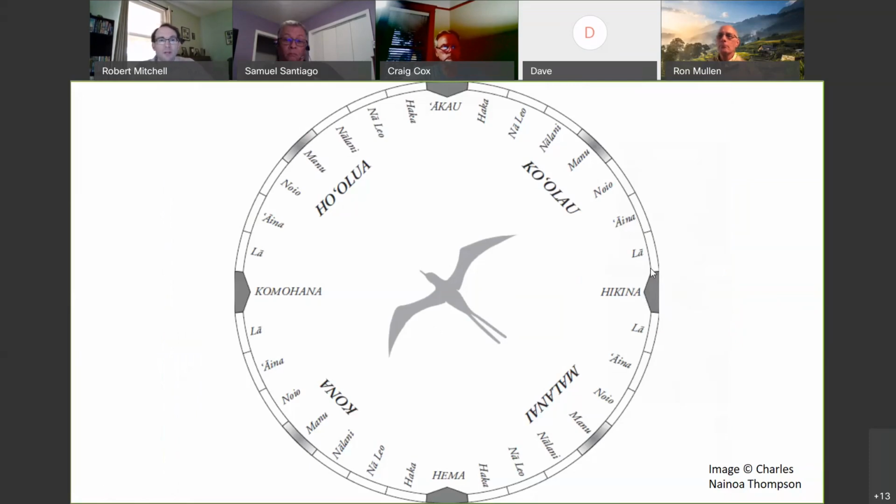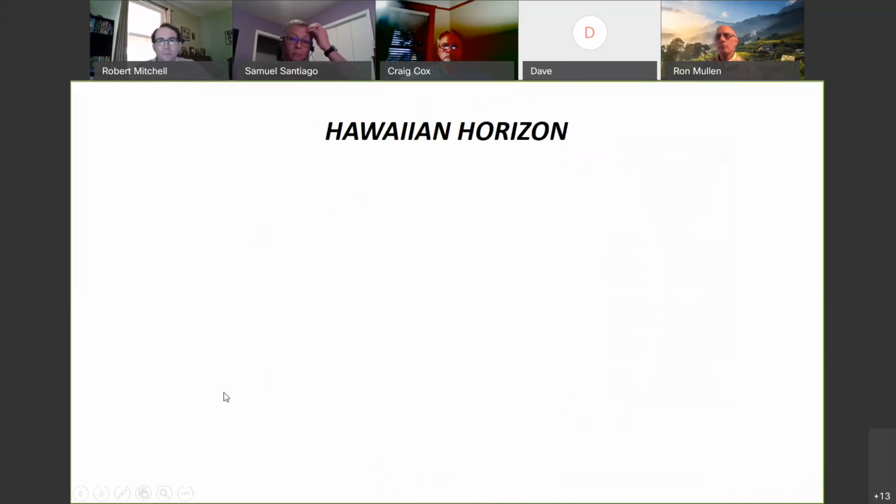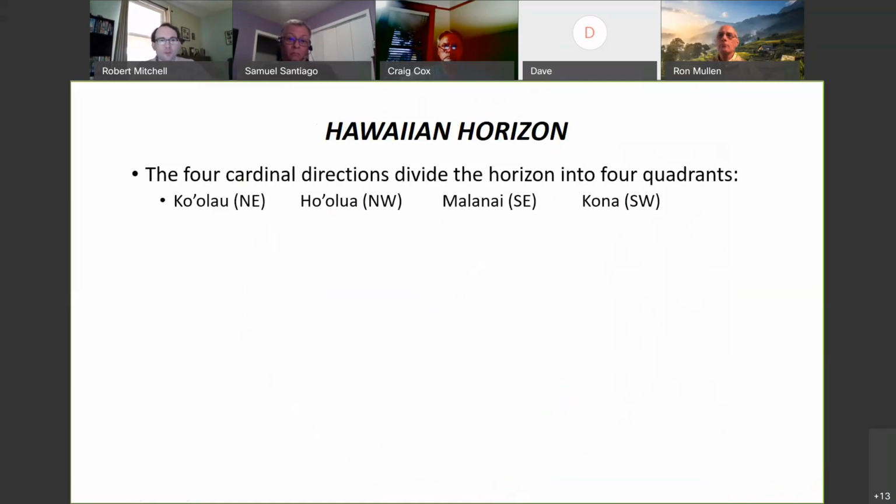And then, but just as importantly, the Hawaiians divided up the horizon into 4 quadrants. I'm going to show you here, representing northeast, northwest, southeast, and southwest. So our 4 cardinal directions are the divisions between the 4 quadrants, where northeast is known as Kolau, northwest is Ho'olua, southeast is Malanai, and southwest is Kona. Which is interesting because one of the little towns that I stayed in while I was in Hawaii was called Kailua Kona.